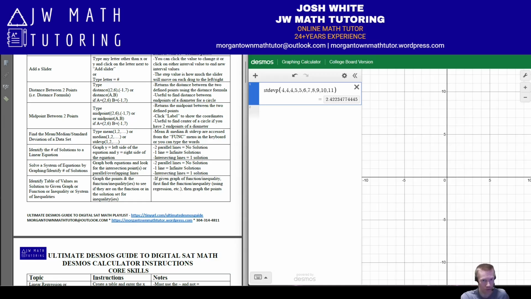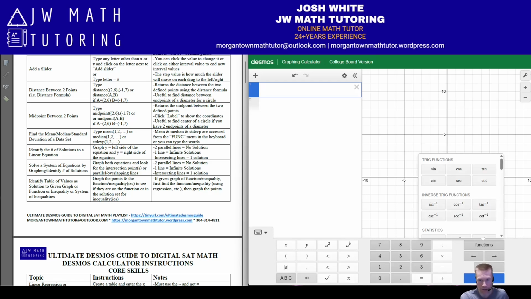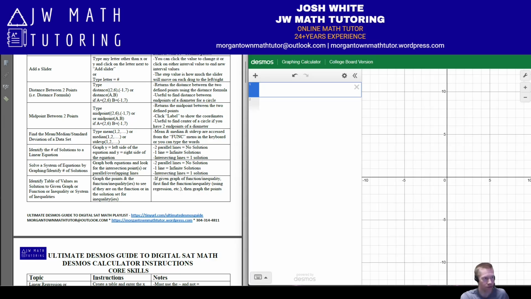So just keep that in mind. And the other thing to be aware of is that if you go down here to the keyboard, the function keys, you scroll down here to statistics. Here you can also see mean and median, and then right here, standard deviation of a population, STDEVP. That's what you want. So that's technically another way that you can access them, but it's so much quicker and easier to just go ahead and usually type the function itself in.